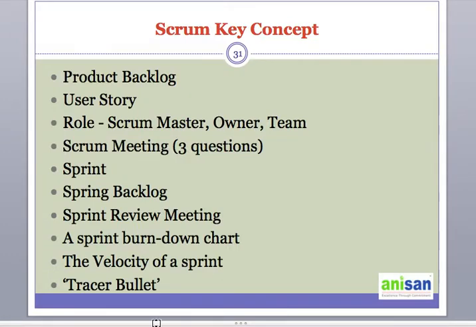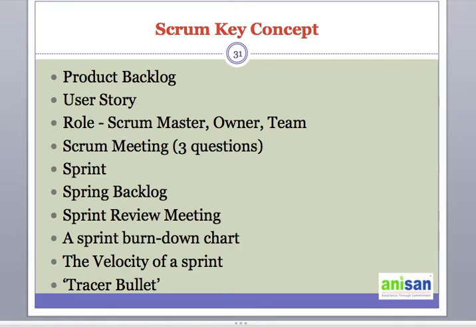Here are the key concepts we talked about. The product backlog is where we store the requirements, or where we keep the user requirements. A user story is nothing but a requirement. The roles people will play are Scrum Master, product owner, and team. In the Scrum meeting we have three questions which we talked about earlier. What did I do yesterday? What do I intend to do today? And what impediments have I faced?